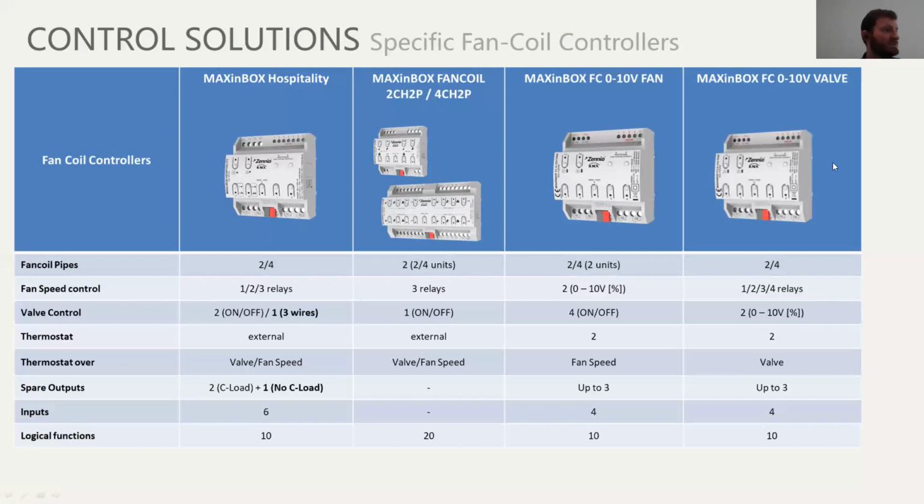And as you can see here, something interesting again, thermostats. Both the Maximum Box Fan Coil 0 to 10 volt fan and 0 to 10 volt valve have 2 built-in thermostats. Going back to what I was saying before, a thermostat is not just a device you can see as a thermostat, it can be built into the controller. So in this case, they both include 2 thermostats.